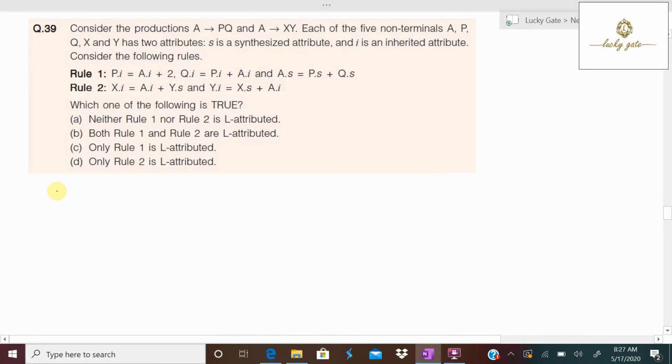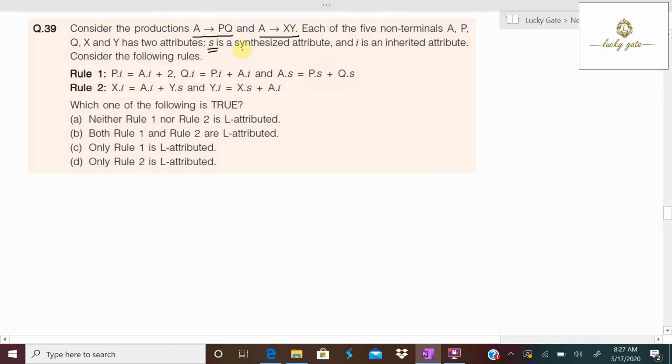This is a question from GATE 2020 from the subject compiler design on syntax directed translation. This is based on L-attributed definitions that use synthesized and inherited attributes. First, understand the question. Consider the productions A tends to PQ, and A tends to XY. Each of the 5 non-terminals A, P, Q, X and Y has 2 attributes.